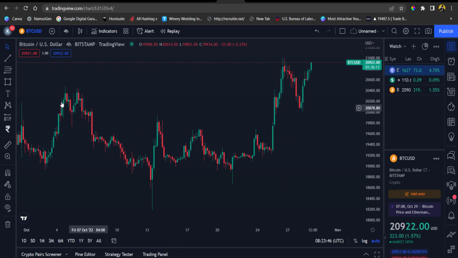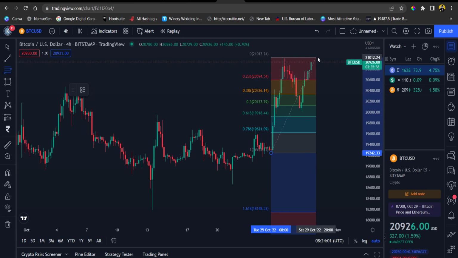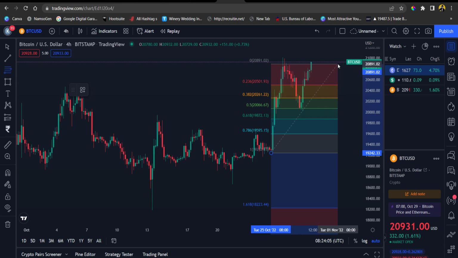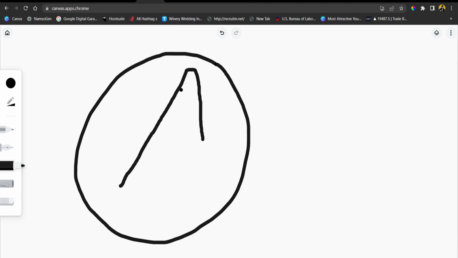Let me delete everything from this place, and then put it from the first place the impulsive move started at this point. Just place it right here, and then take it up to the last point, that is the new high that was created, and then drag it to this level so that you can have your levels marked. At this point, we can see that from here to here, we have a straight line, just like I've sketched for you right here.